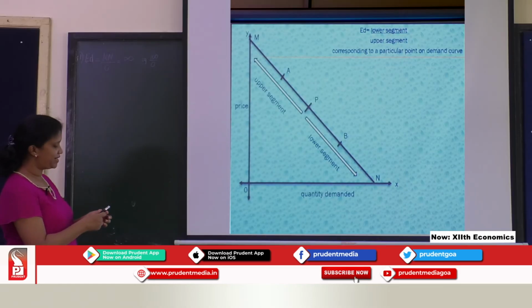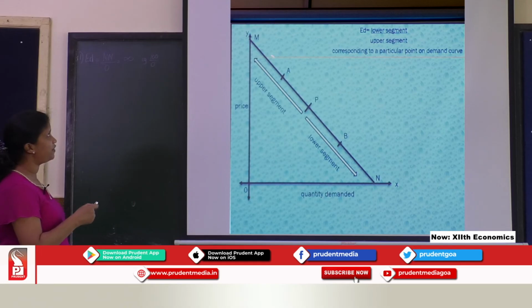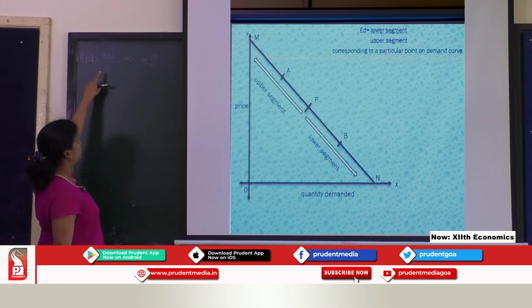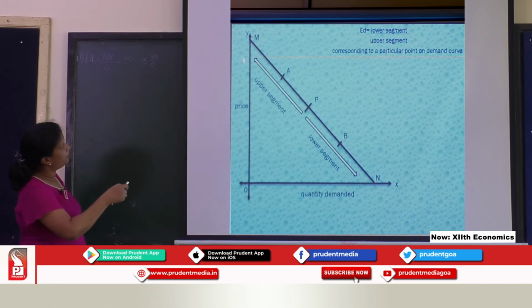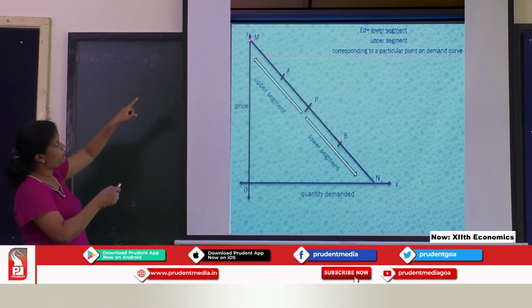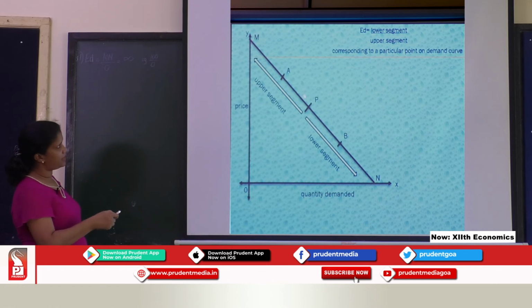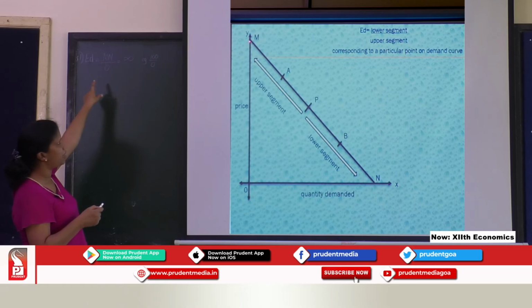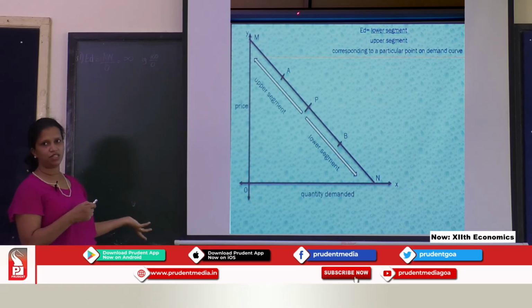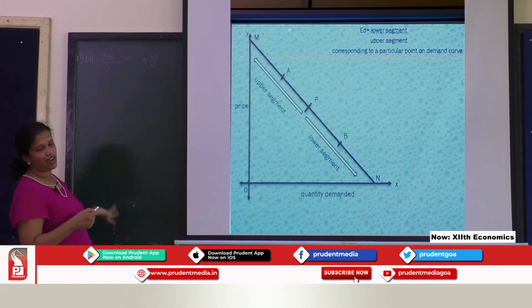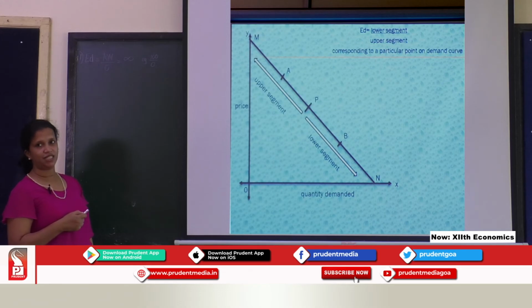Let us now try to examine elasticity at every point on this demand curve. Now the formula is lower segment by upper segment. So let us look at the first point, at point M. What do you observe? Lower segment is MN. What about the upper segment? Divided by upper segment. There is no upper segment, therefore it will be 0. Any number divided by 0 is infinity.